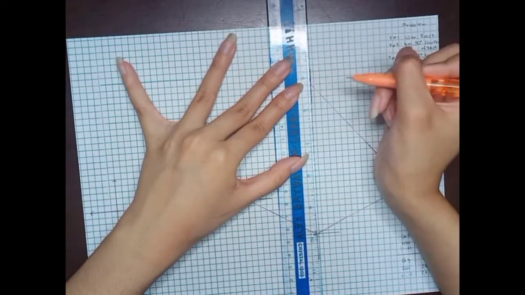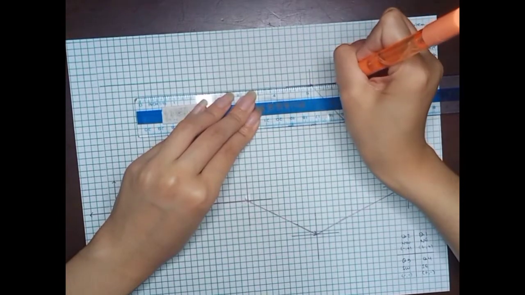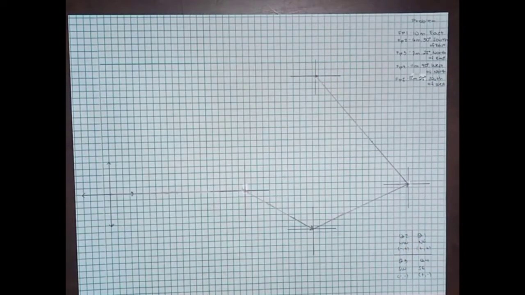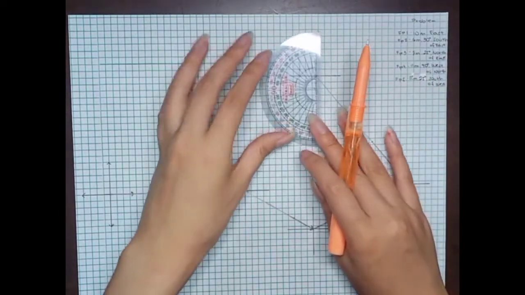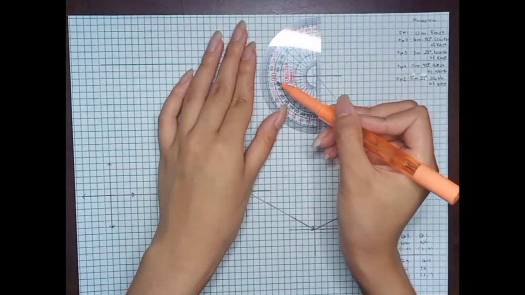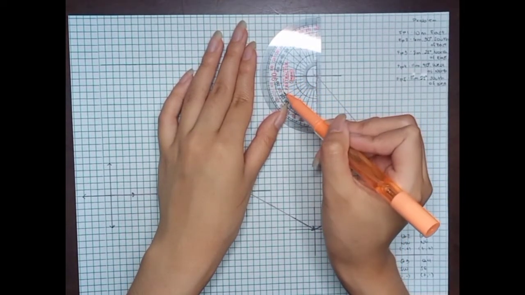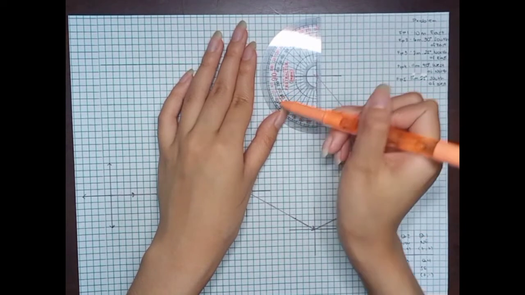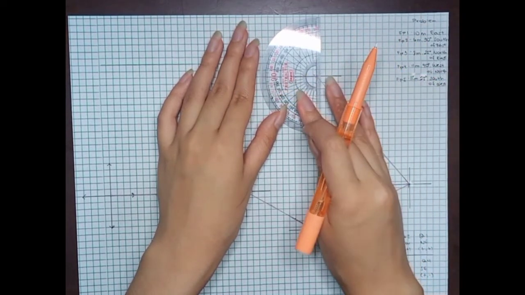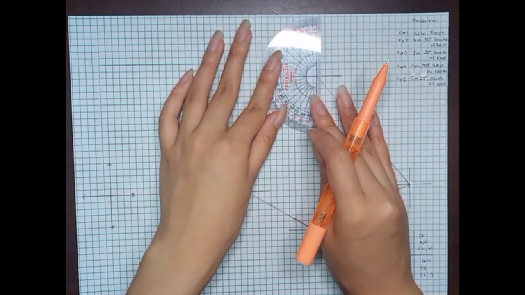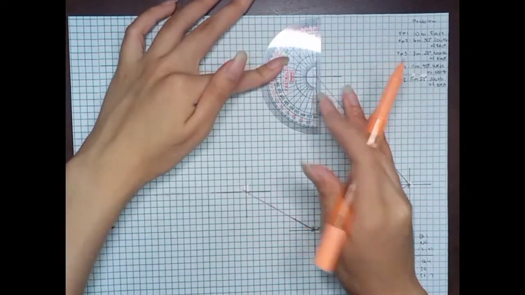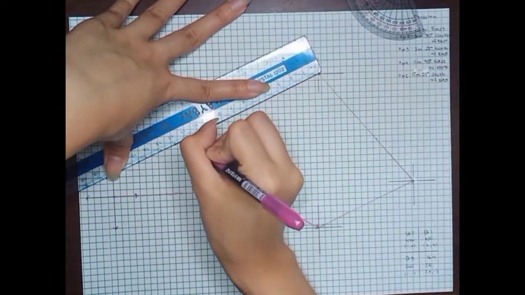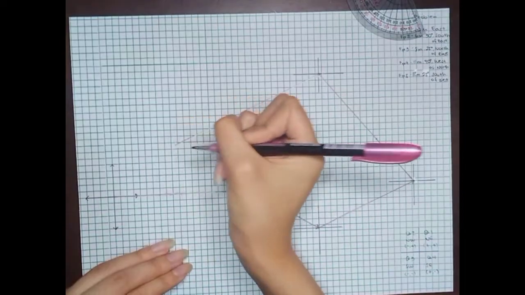Let us now draw the last vector, which is footprint 5, 12 meters, at an angle of 25 degrees south of west. So south of west is located in the third quadrant. To get the angle for this vector, rotate the protractor to the left to the angle of quadrant 3 and locate the exact reference of south of west. With the 25 degrees, put the sign, then draw the magnitude, which is 12 meters.